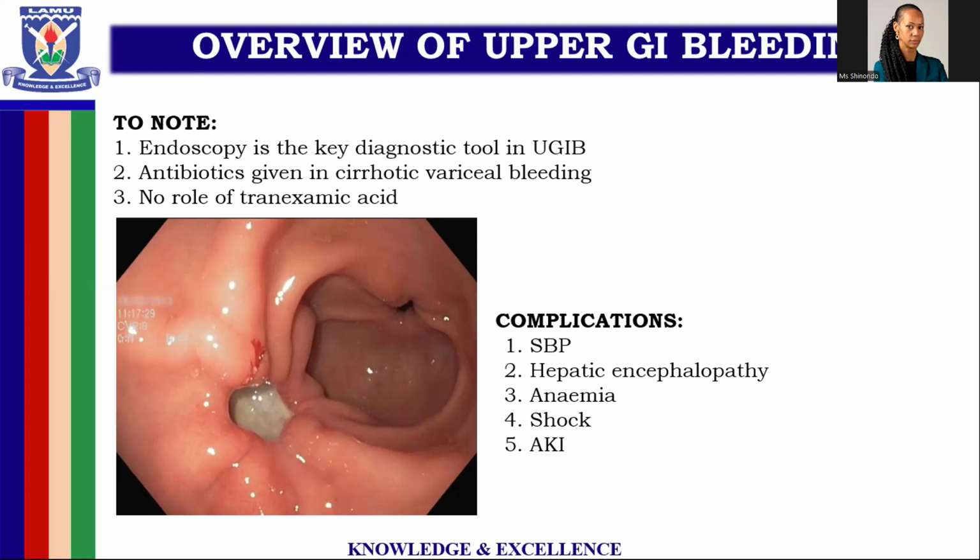Okay, so this is a visual representation of an ulcer on endoscopy. I will move on lastly to the complications of upper GI bleeding. Number one, we have spontaneous bacterial peritonitis. We have hepatic encephalopathy, especially in those patients with a cirrhotic liver. We've got anemia, we've got shock, we've got acute kidney injury, especially because of the hypoperfusion of the kidneys in this patient who is bleeding. To mention but a few, there are many more.